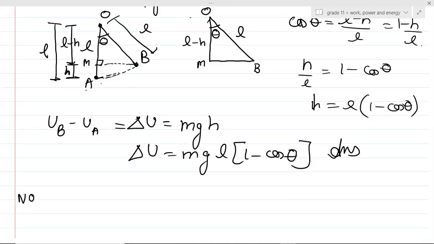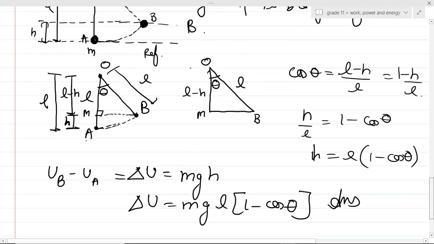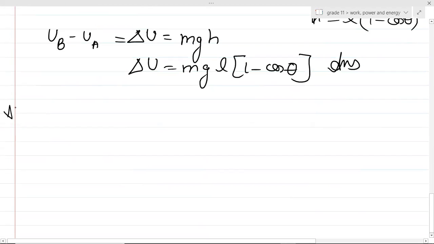Now I'll introduce you to something called the small element method, okay? See this example very carefully. The example which we are doing is very important.